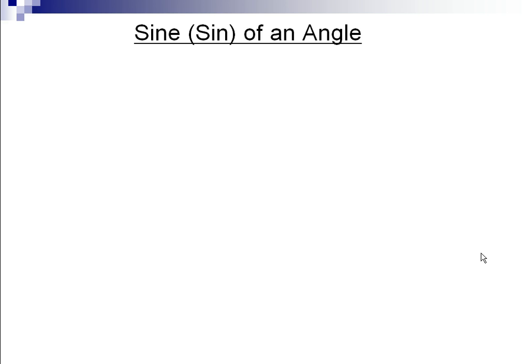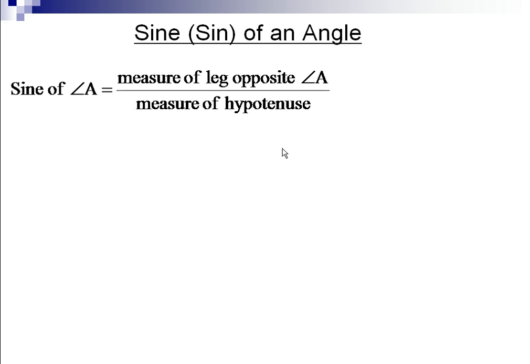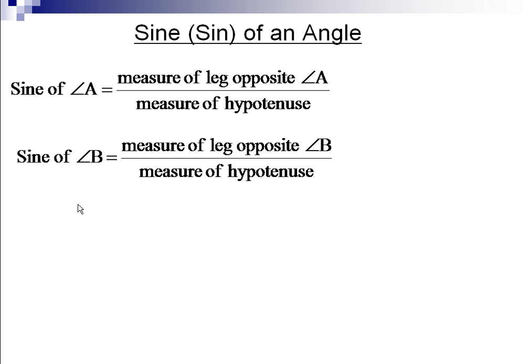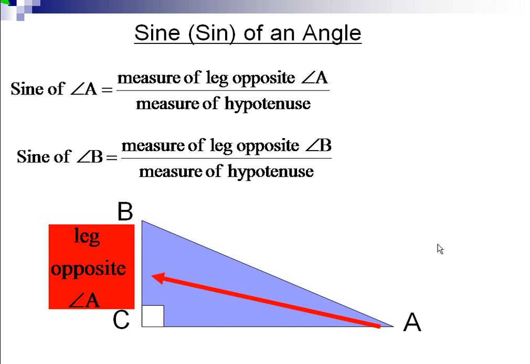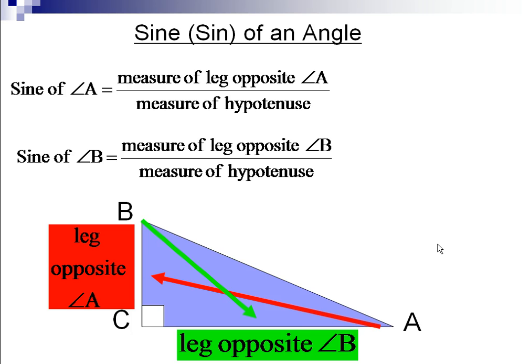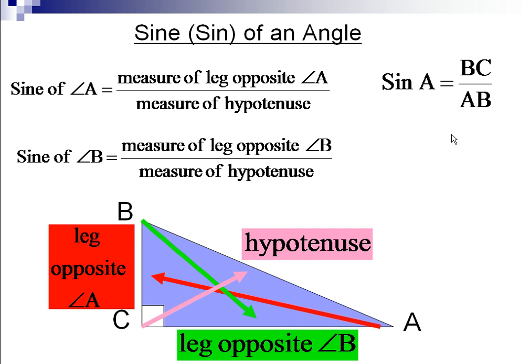Okay, let's first talk about the sine of an angle. Abbreviation is SIN. Sine of angle A is the measure of the leg opposite angle A over the measure of the hypotenuse. The sine of angle B would be the measure of the leg opposite angle B over the measure of the hypotenuse. This diagram here shows exactly what we're talking about. There's the leg opposite angle A, there's the leg opposite angle B. There's the hypotenuse. Therefore, sine of A is the ratio of BC over AB. Sine of B is the ratio of AC over AB. It's simple as that.